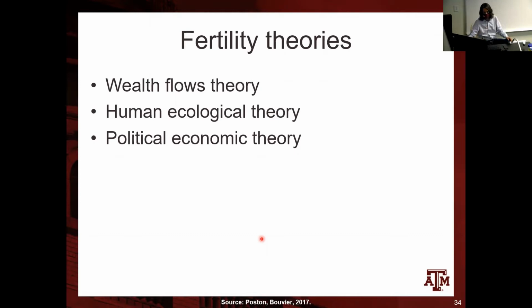And in this chapter, we will discuss three major theories. Of course, there are other specific theories that try to explain why fertility declines over time. But here, we focus on these three groups: the wealth flows theory, human ecological theory, and political economic theory.